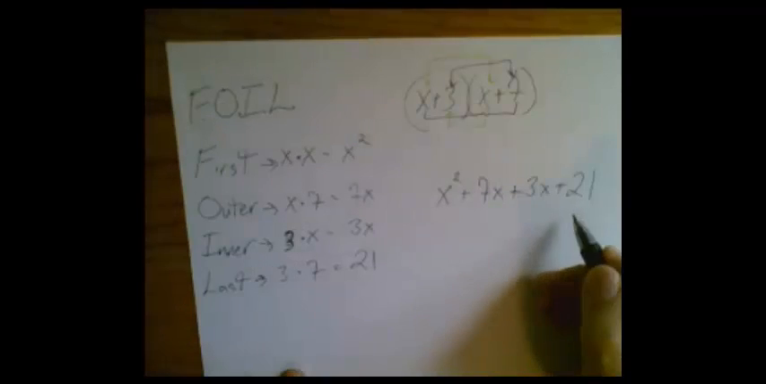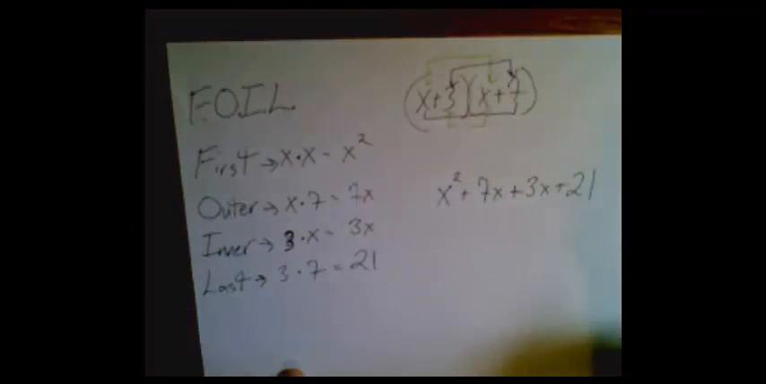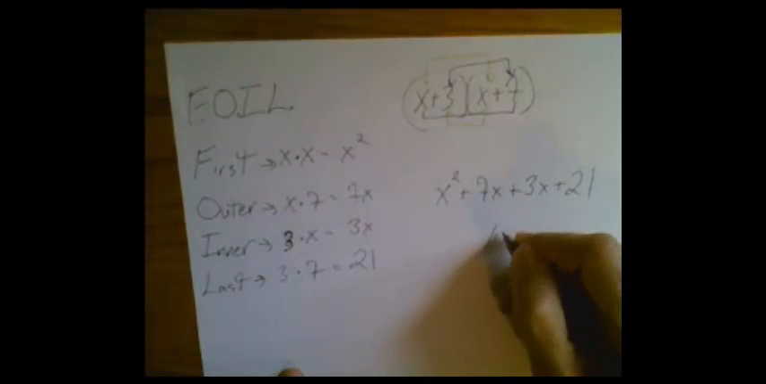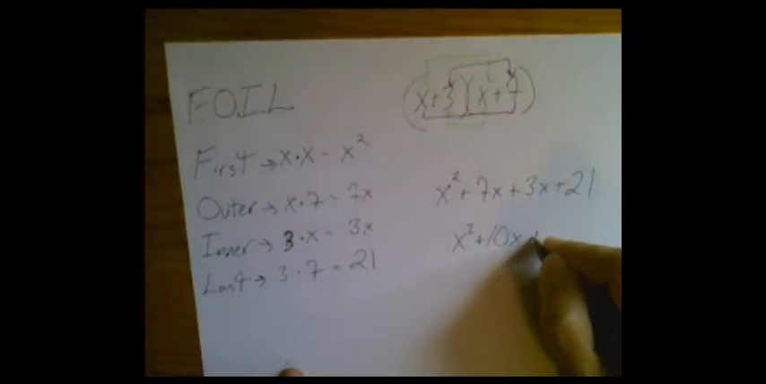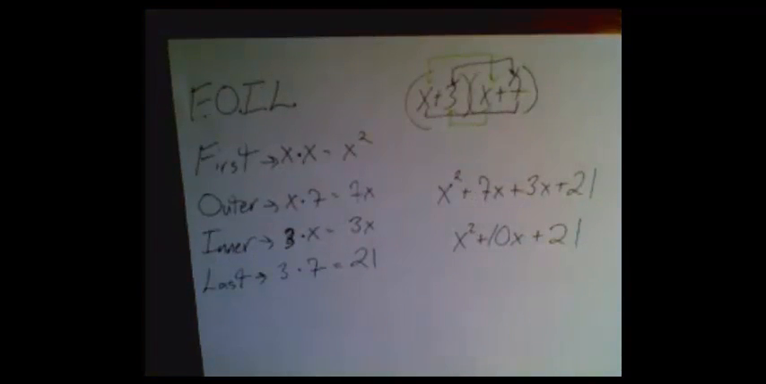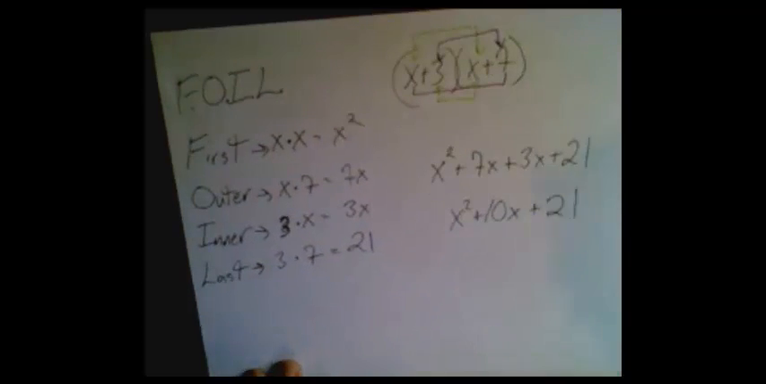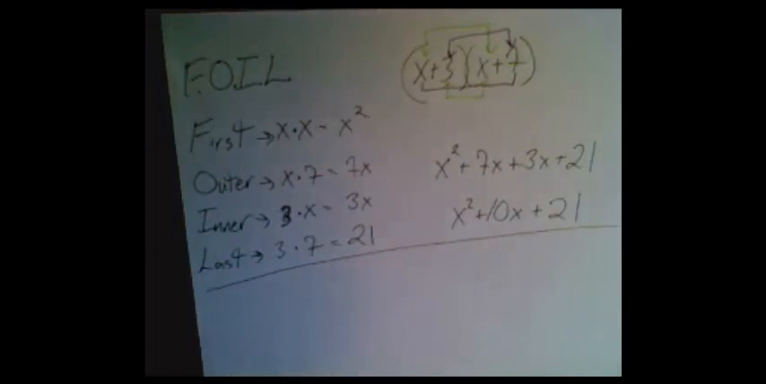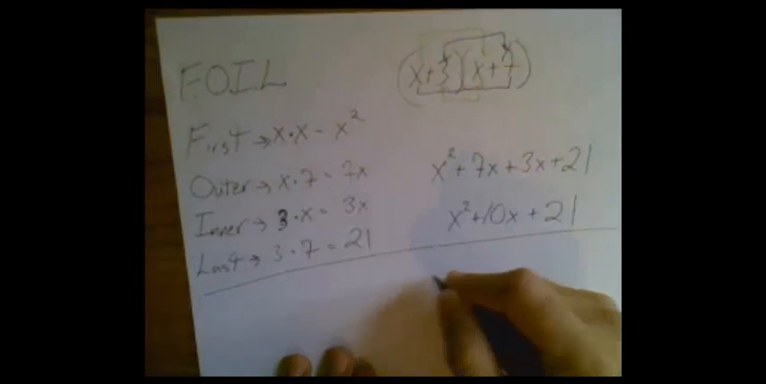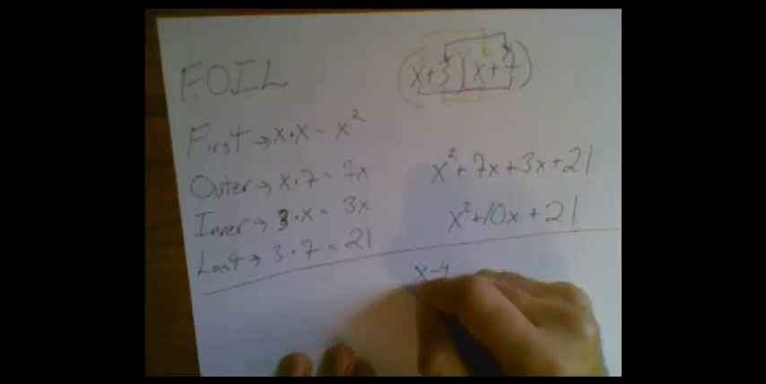Now I go ahead and try to put together any like terms that I have, and the like terms that I see are 7x and 3x. I put those together and I get 10x. Now I have x squared plus 10x plus 21, and I have therefore gone ahead and foiled my polynomials. Really what I've done is multiply them, but I use the term foiling. I can also do this if I have some negative numbers inside of my polynomials.